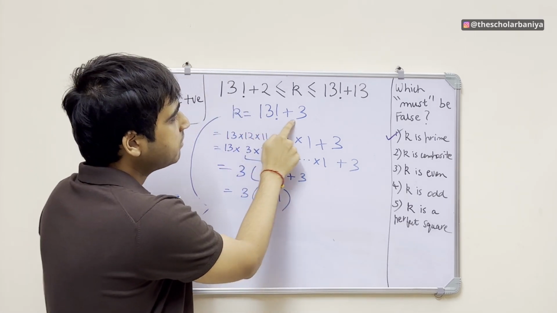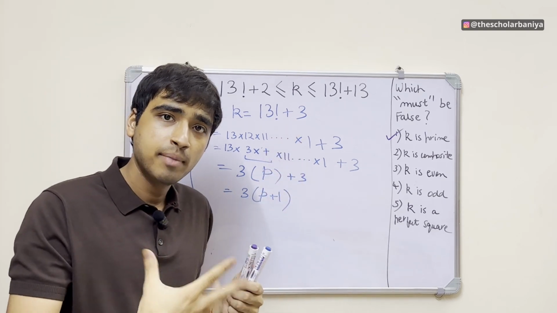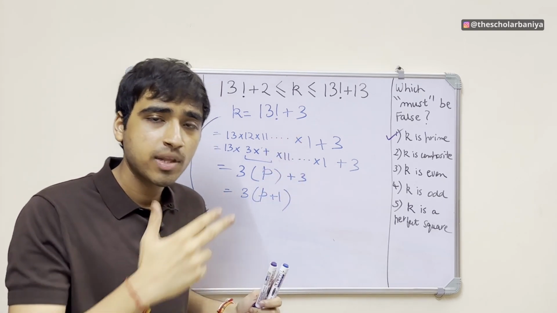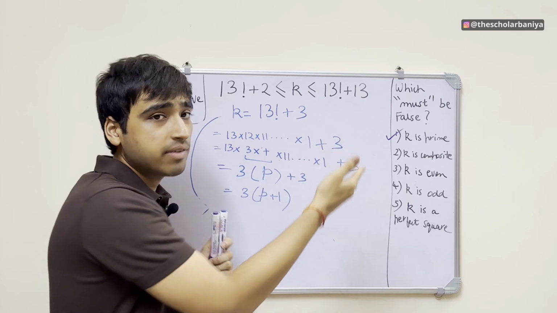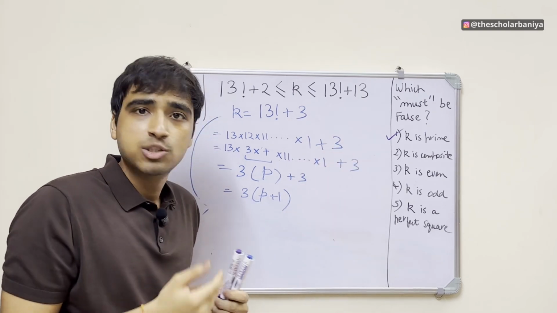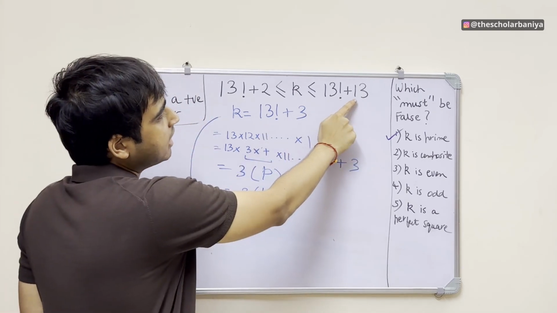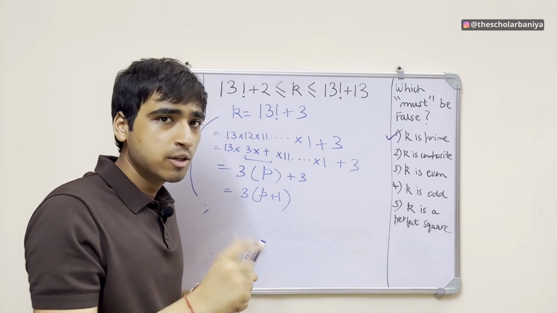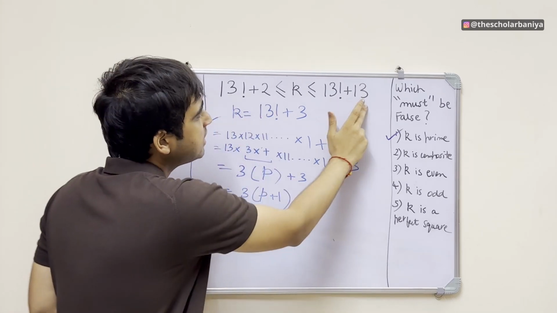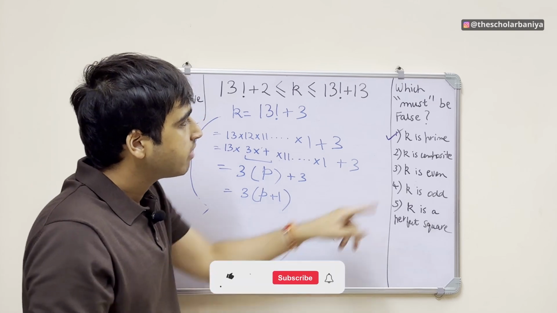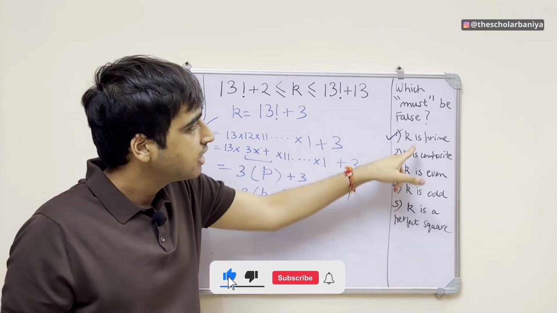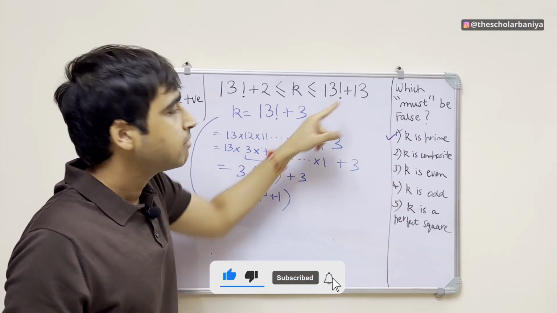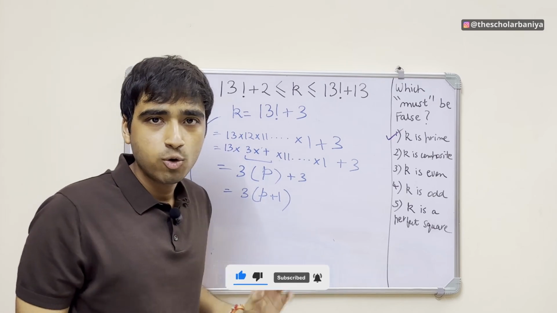Similarly, when we take 13 factorial plus 4, it will come out to be a multiple of 4, so that is also not prime. Similarly, when we take 13 factorial plus 5, that will be a multiple of 5, so it is not prime. Similarly, when we come up till 13 factorial plus 13, it will be a multiple of 13, so that is also not prime. So none of these numbers is prime, and that is why the statement that this number is prime must be false. I hope that is clear.